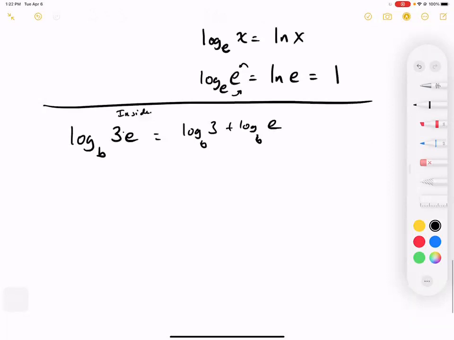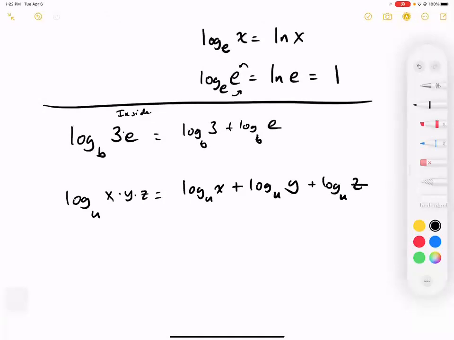If I have multiple letters, log base u of x times y times z, and I'm multiplying on the inside, we can rewrite this as log base u of x plus log base u of y plus log base u of z.